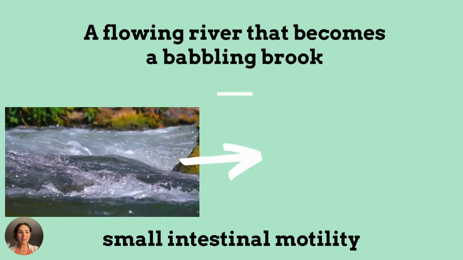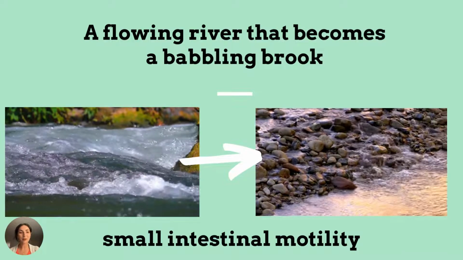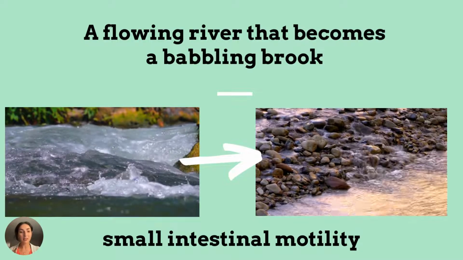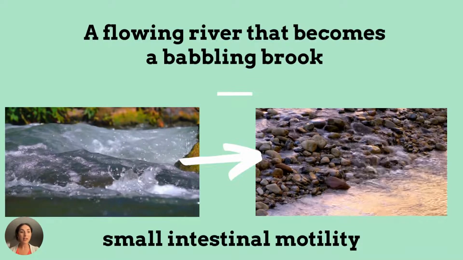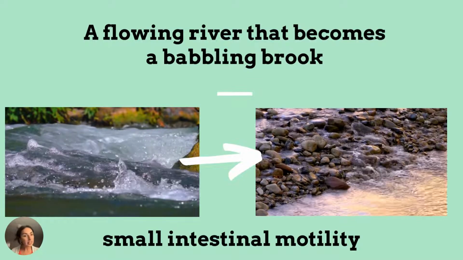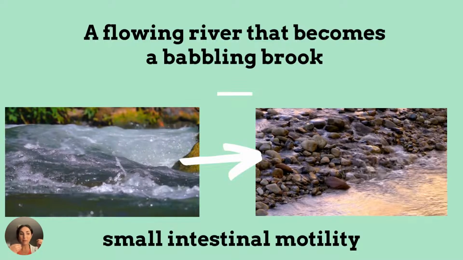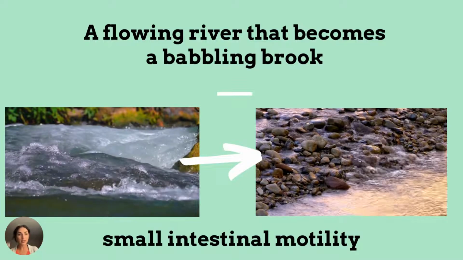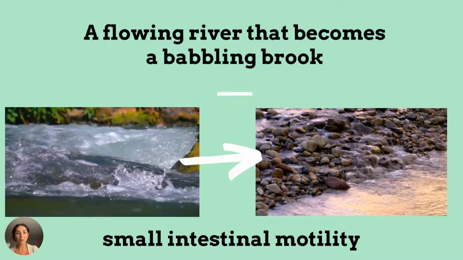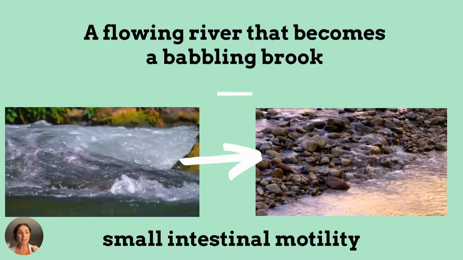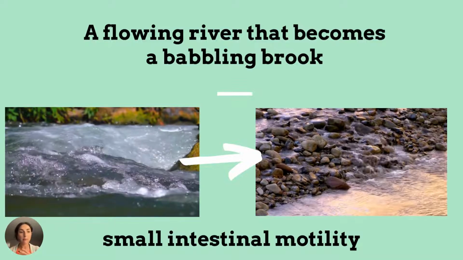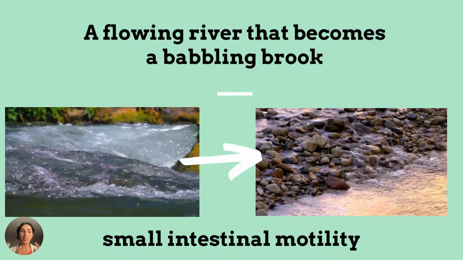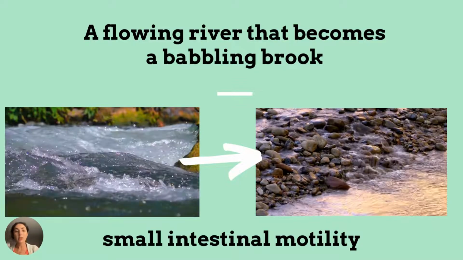So here are my little fun depictions of what the small intestine should look like. On the left, we should see this running river of water. Everything's flowing really nicely. You're not getting any stagnant food particles or bacteria. And then on the right side, when we have just less motility going on, what becomes a babbling brook, right? So things are moving a little too slow.